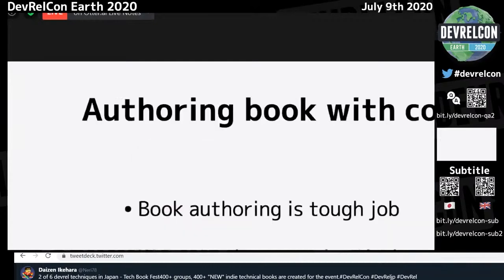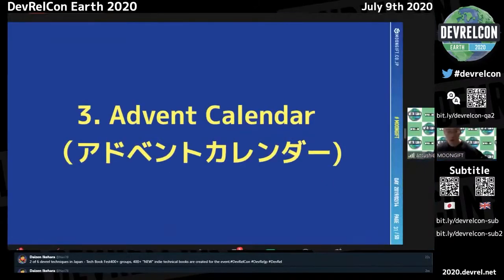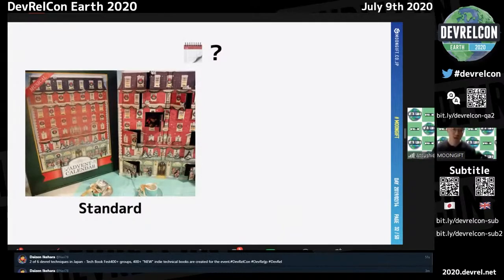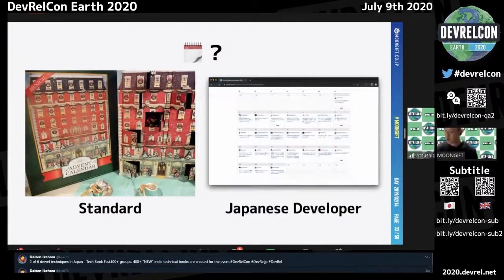Third, Advent calendar. I think many people know about that because it is a Western culture. This is an example. This is a box with sweets, and children are looking forward to Christmas coming and opening the window each day, and they get candy, chocolates, or something sweet. However, Japanese engineers are completely different. So they look forward to Christmas coming and write a blog article every day. I don't know why.